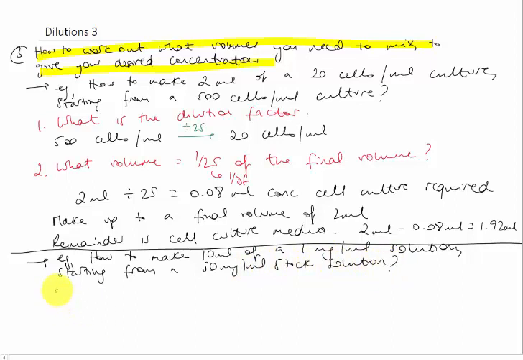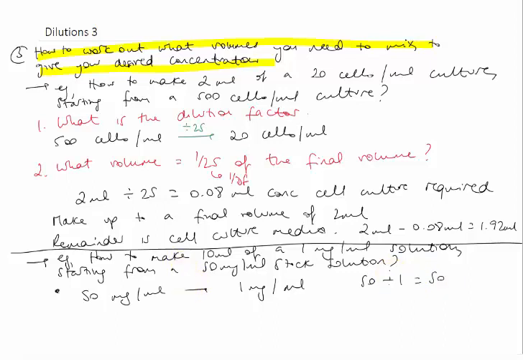So the first thing you have to do is work out what the dilution factor is. We're going from 50 milligrams per milliliter to 1 milligram per milliliter, and 50 divided by 1 is 50. So that means we divide by 50.